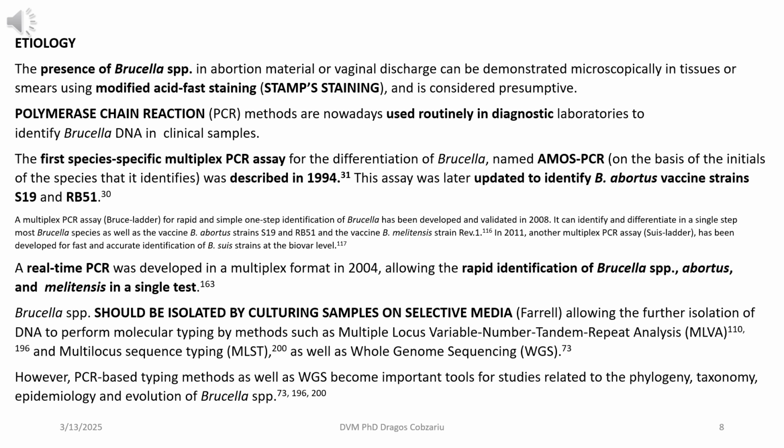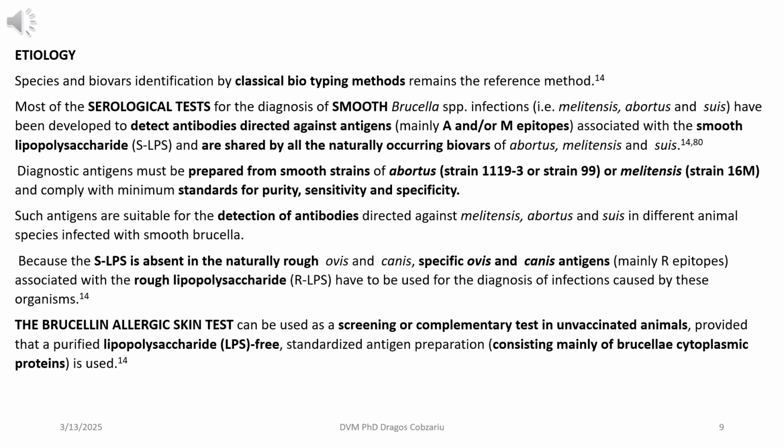Brucella spp. should be isolated by culturing samples on selective media, allowing the further isolation of DNA to perform molecular typing by methods such as multiple locus variable number tandem repeat analysis, MLVA, and multi-locus sequence typing, MLST, as well as whole genome sequencing, WGS. However, PCR-based typing methods as well as WGS become important tools for studies related to the phylogeny, taxonomy, epidemiology and evolution of Brucella spp. Species and biovars identification by classical biotyping methods remains the reference method.